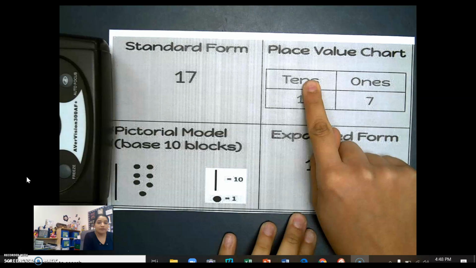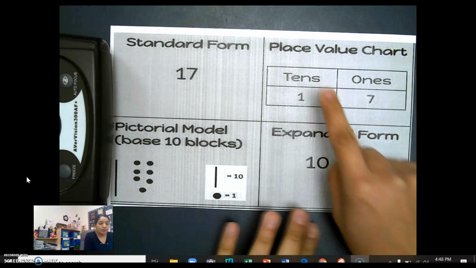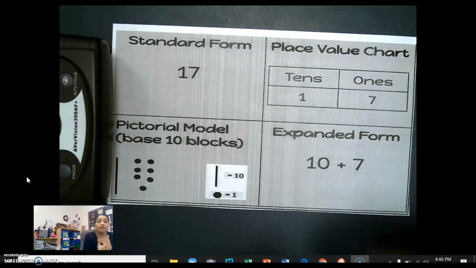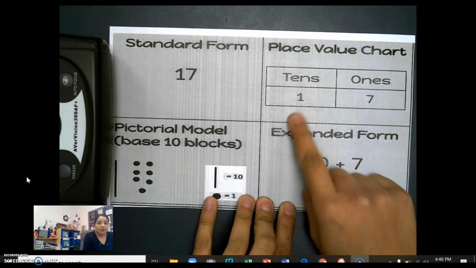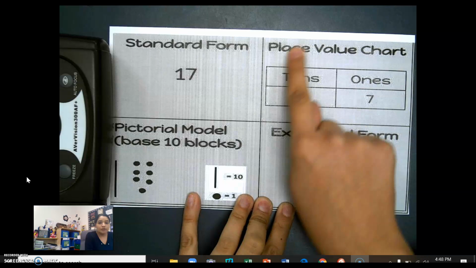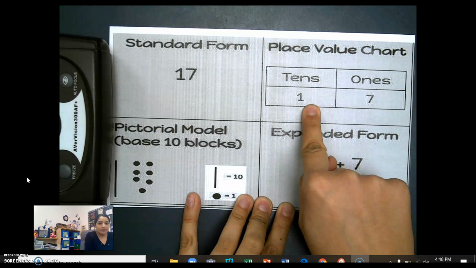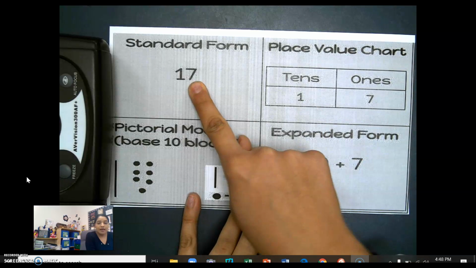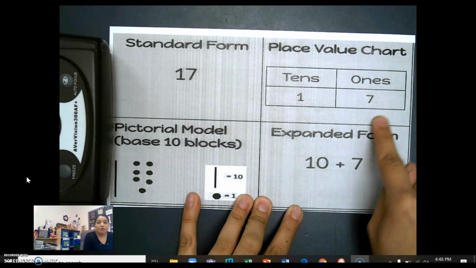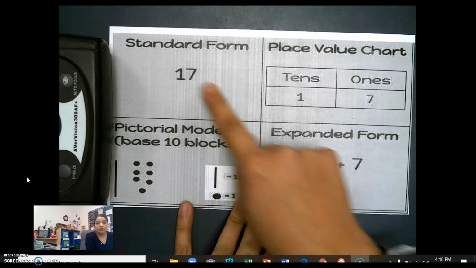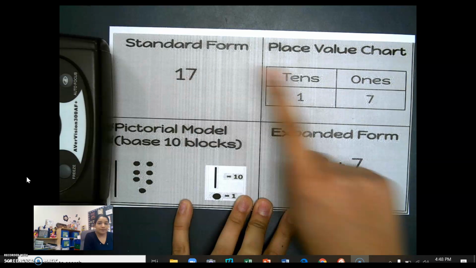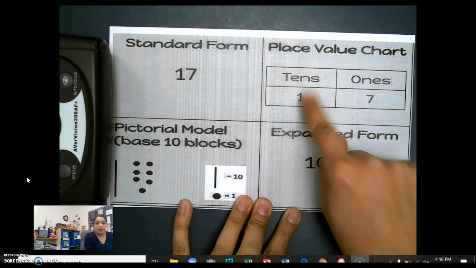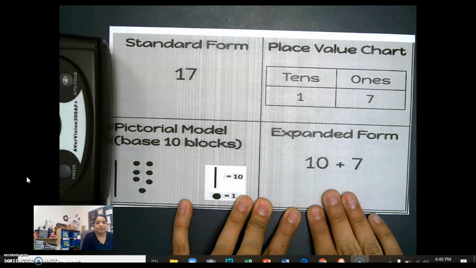Then we have the place value chart. Remember, the place value chart gives us the value, the worth of the number. Right here, in the number 17, there's 1 ten and 7 ones. So that's why we put 1 here and 7 here.